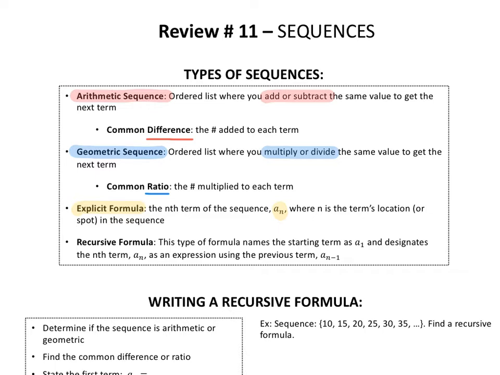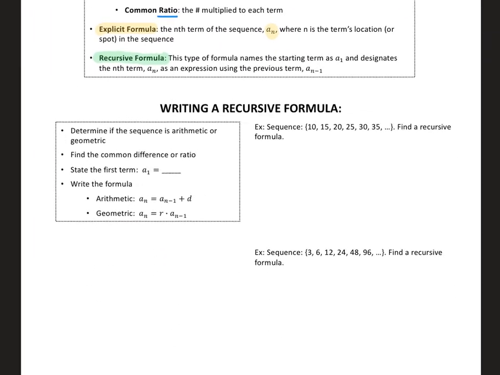The other kind of formula that we use is called a recursive formula. And this type of formula means that the starting term is always a sub 1, again that's location, and it designates the nth term, a sub n, as an expression using the previous term. So for a recursive formula, you always use the previous number in the sequence to figure out the next number.